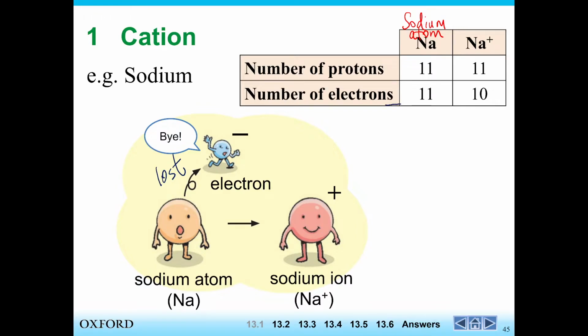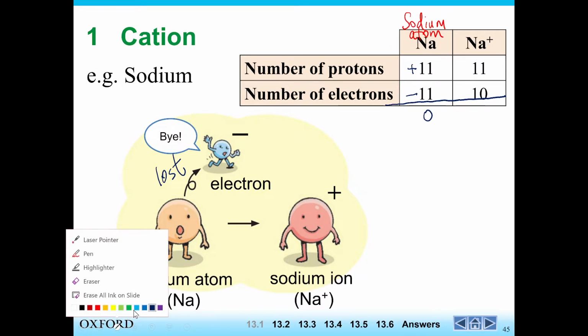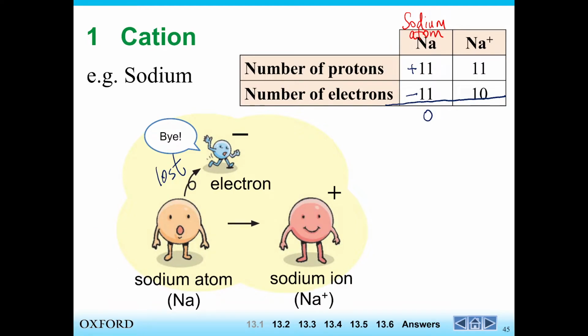Now if I were to ask you, what's the overall charge now? Protons, as we know, have a positive charge, right? Electrons, we have learned, have a negative charge. So for a sodium atom, the overall charge was 0. That's why on the top over here, you don't see anything. But how about for a sodium ion? Let me write that down. That's a sodium ion over here.